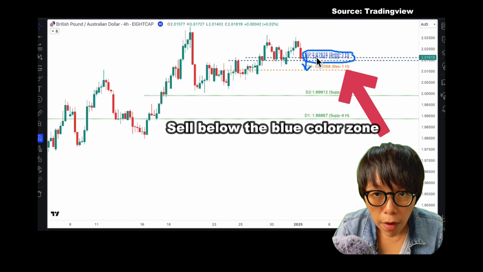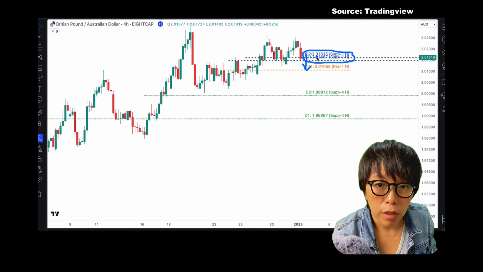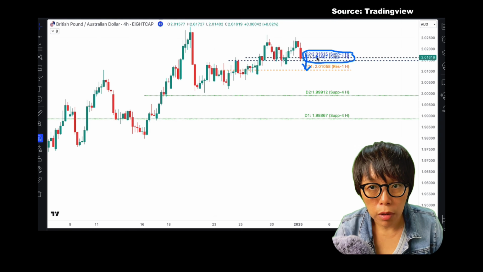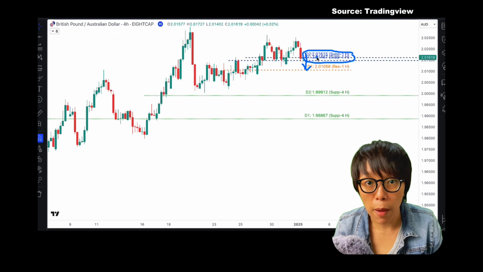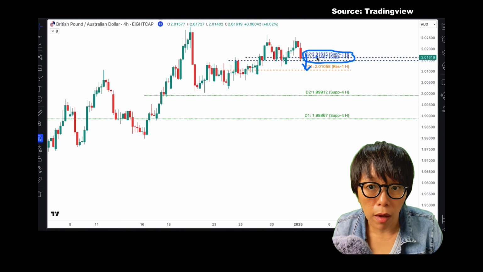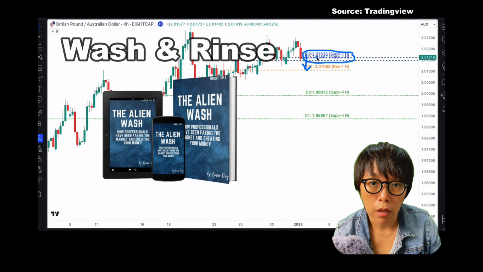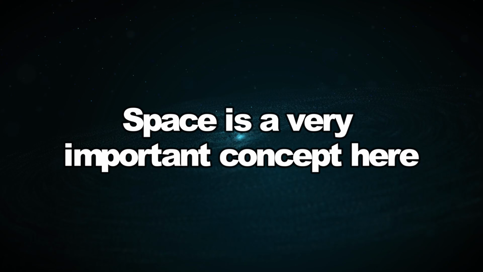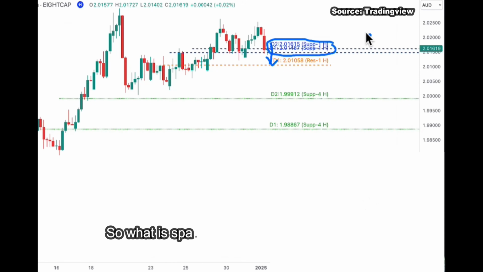Okay, and then some of you may realize that, hey, look, I'm shorting in an uptrend. Yes, I'm shorting in an uptrend, but I'm shorting on occasion if there's space, and space is a very, very important concept in any trading system. That means including the Alien Wars system that I've created, space is a very, very important concept here. So what is space here?